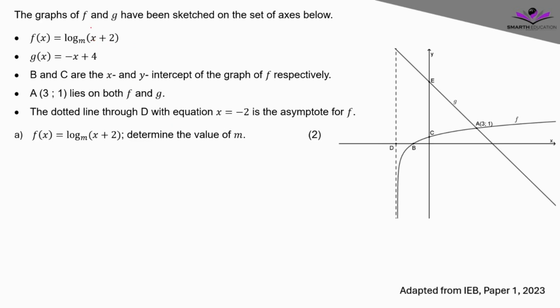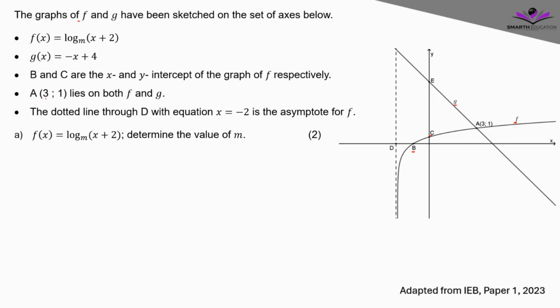Alright, welcome back. Let's do question 3. The graphs of f and g have been sketched on the set of axes below. f(x) = log(x + 2) to base m. g(x) = -x + 4, which is a straight line here. And then this is the logarithmic function of f(x). B and C are the x and y intercepts of the graph of f respectively. So this is B and C there.